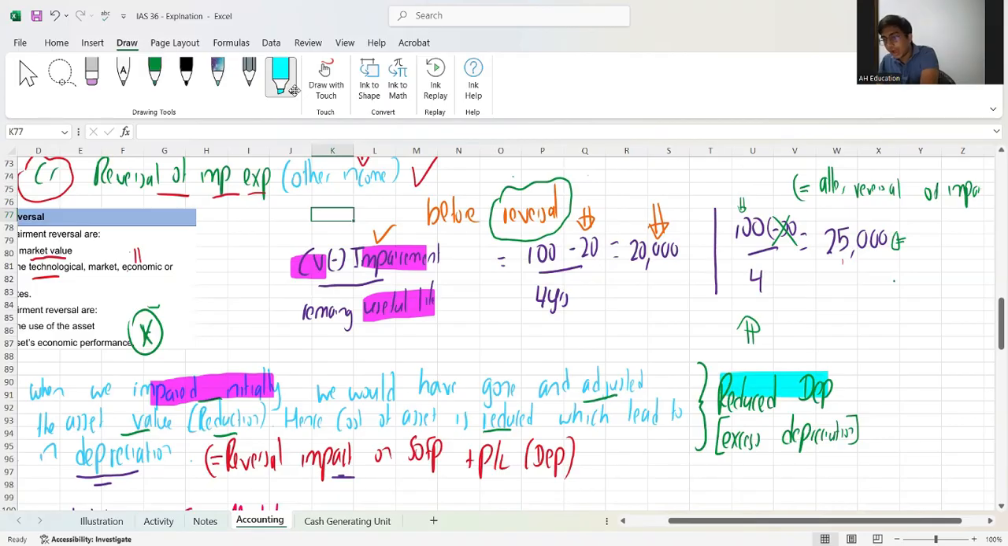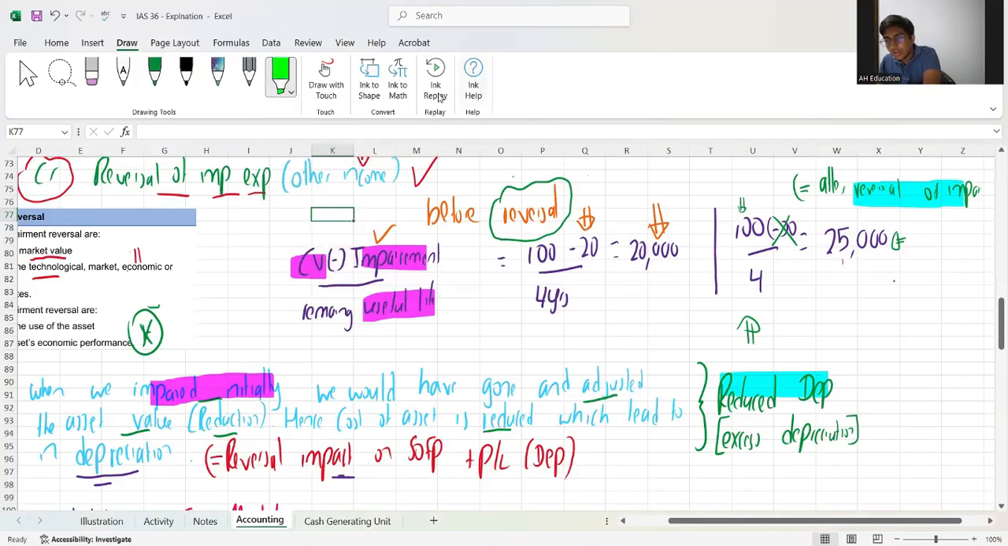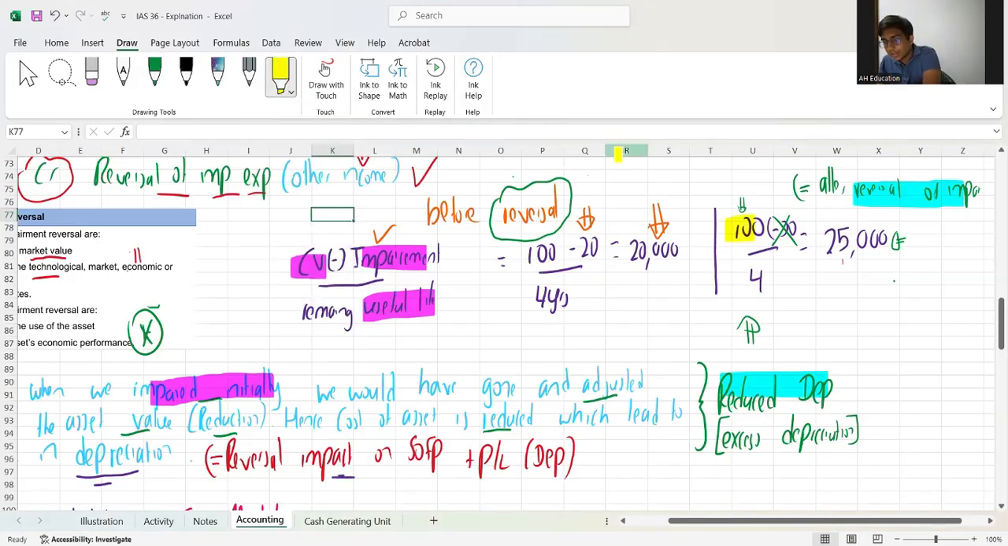The reason being, after you all reverse the impairment, you will anyway bring the asset to its original cost. After reversing impairment, there is no impairment at all, right? So you will be bringing the cost to its original value. Then you will be ending up at a revised depreciation of 25,000 itself.